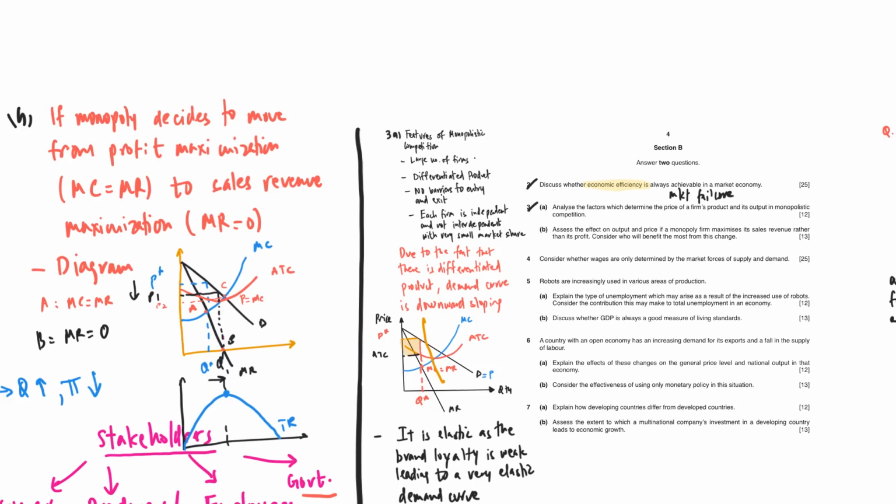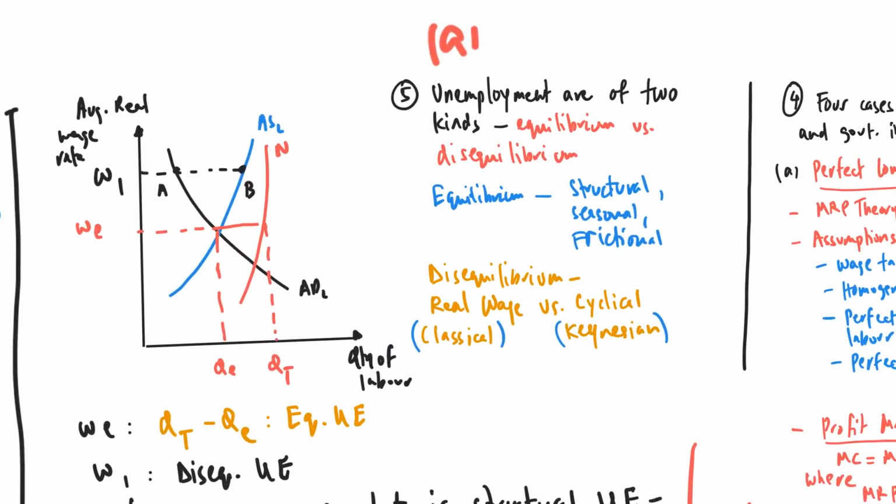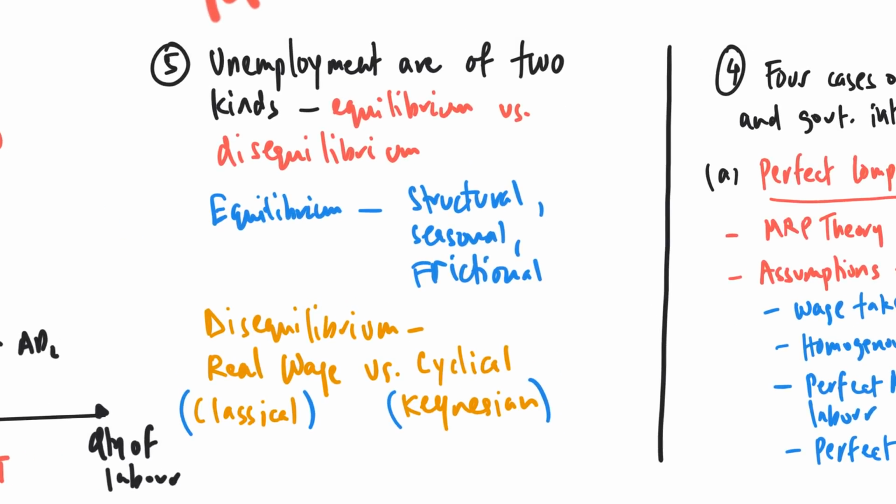So let's talk about this. I've done some pre-work. Unemployment is of two kinds, equilibrium versus disequilibrium. Equilibrium unemployment could be structural, seasonal and frictional, while disequilibrium unemployment has two suggested causes. It could be real wage or classical unemployment, or cyclical, which is a Keynesian view.